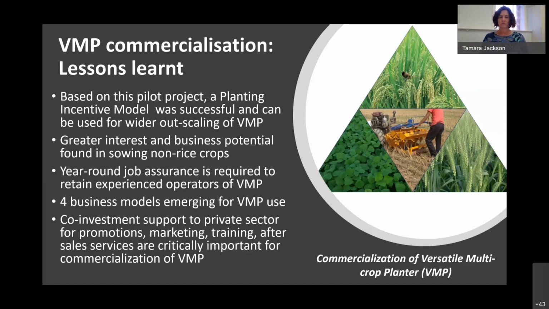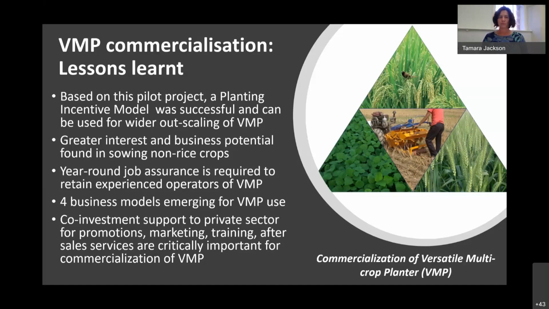But when operators become trained, there's an expectation that they will have year-round job assurance, and currently the planting seasons are limited to a few months of the year, which means there's been a large turnover of operators. We have found that there are more business models for VMP operators than we had expected. The one that surprised us most is that about 25% of sales have gone to farmers who are only interested in planting their own crops and not in providing service to anyone else.